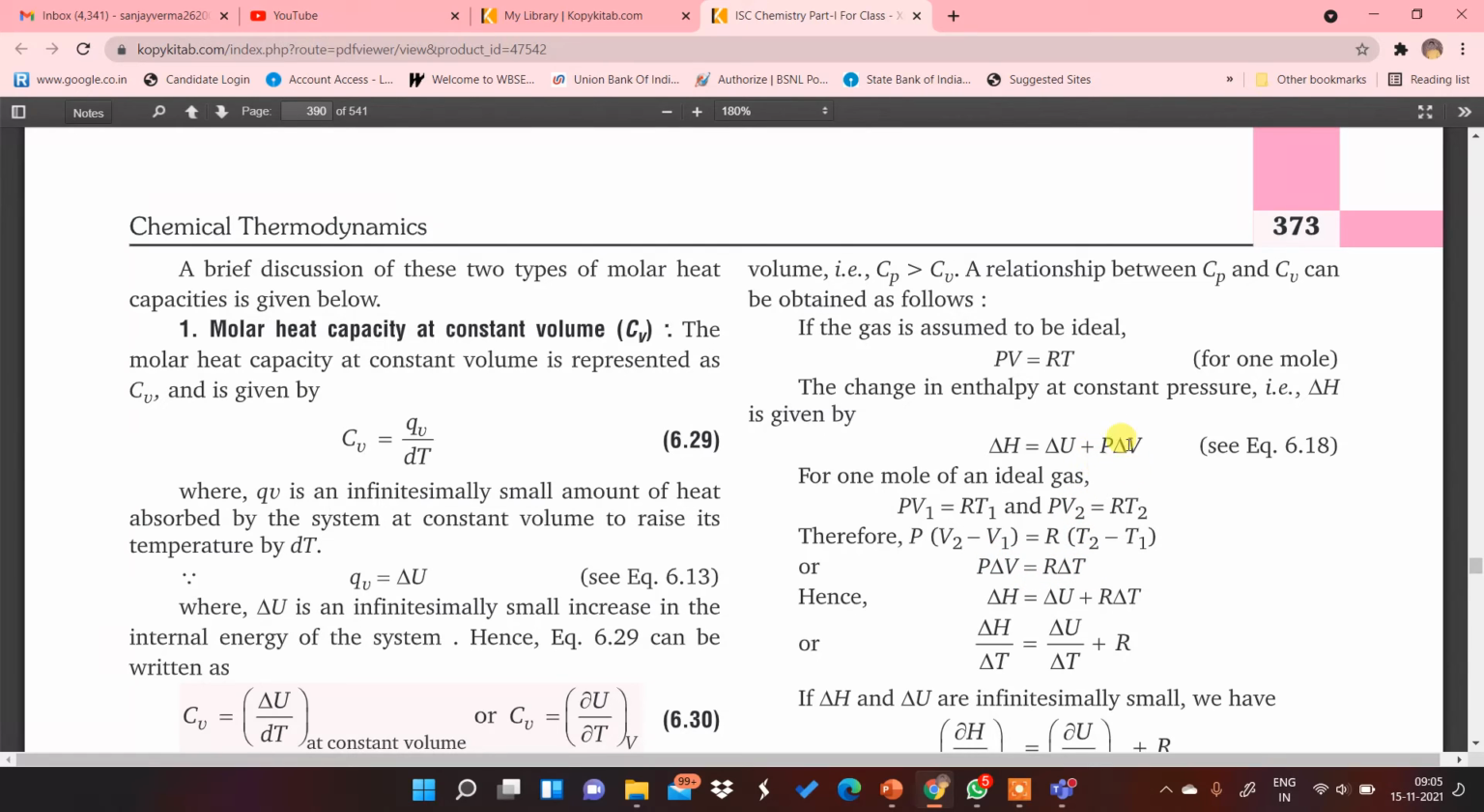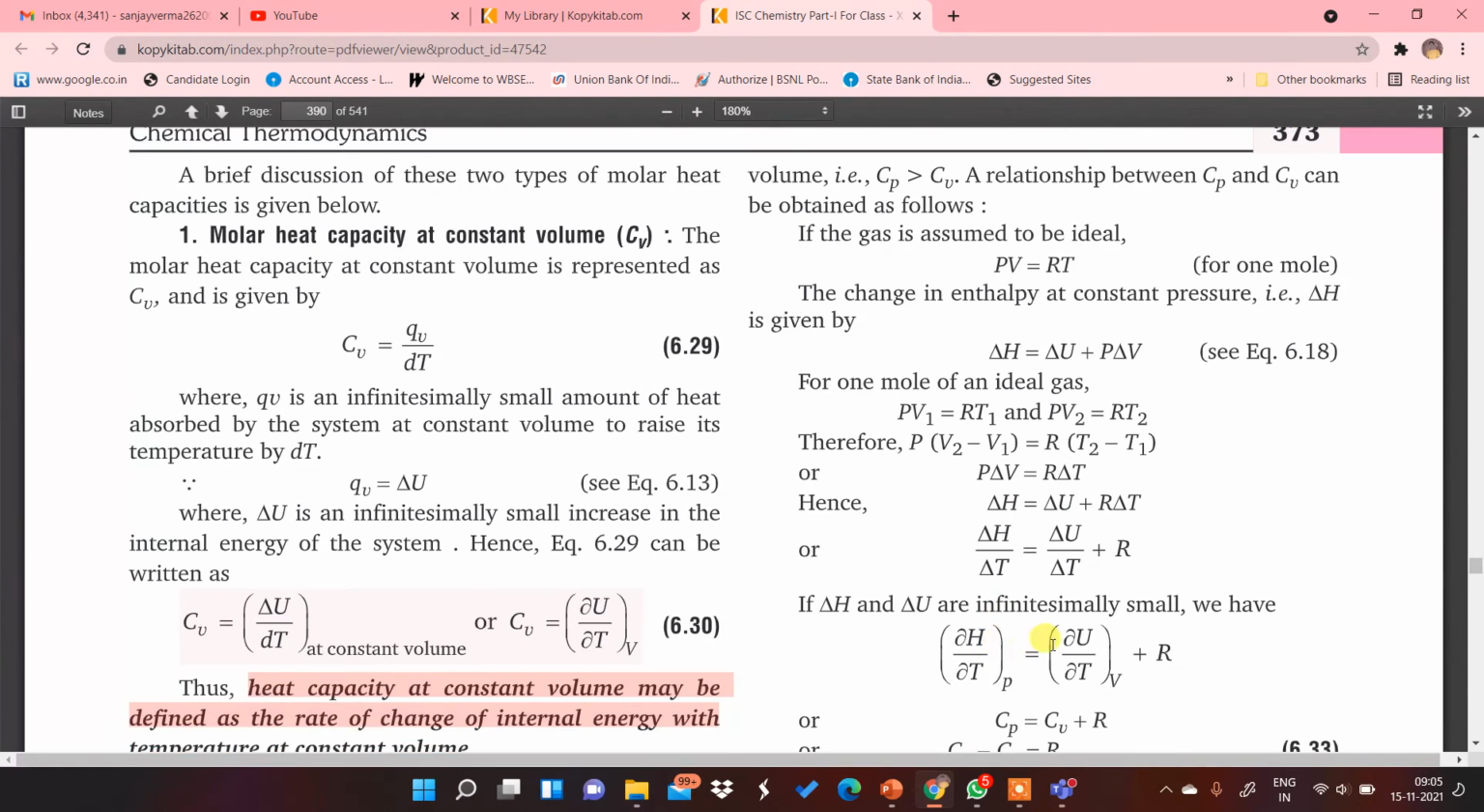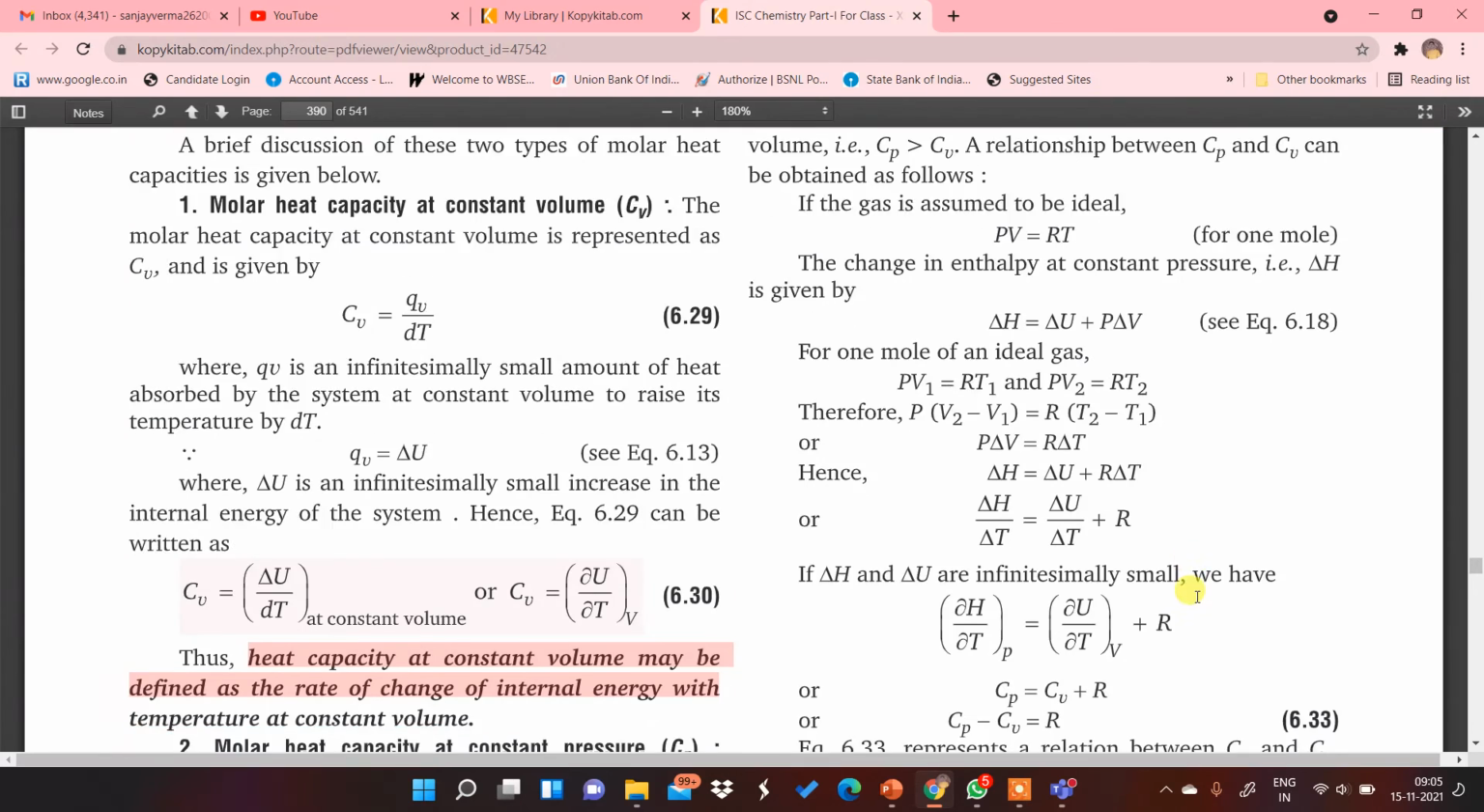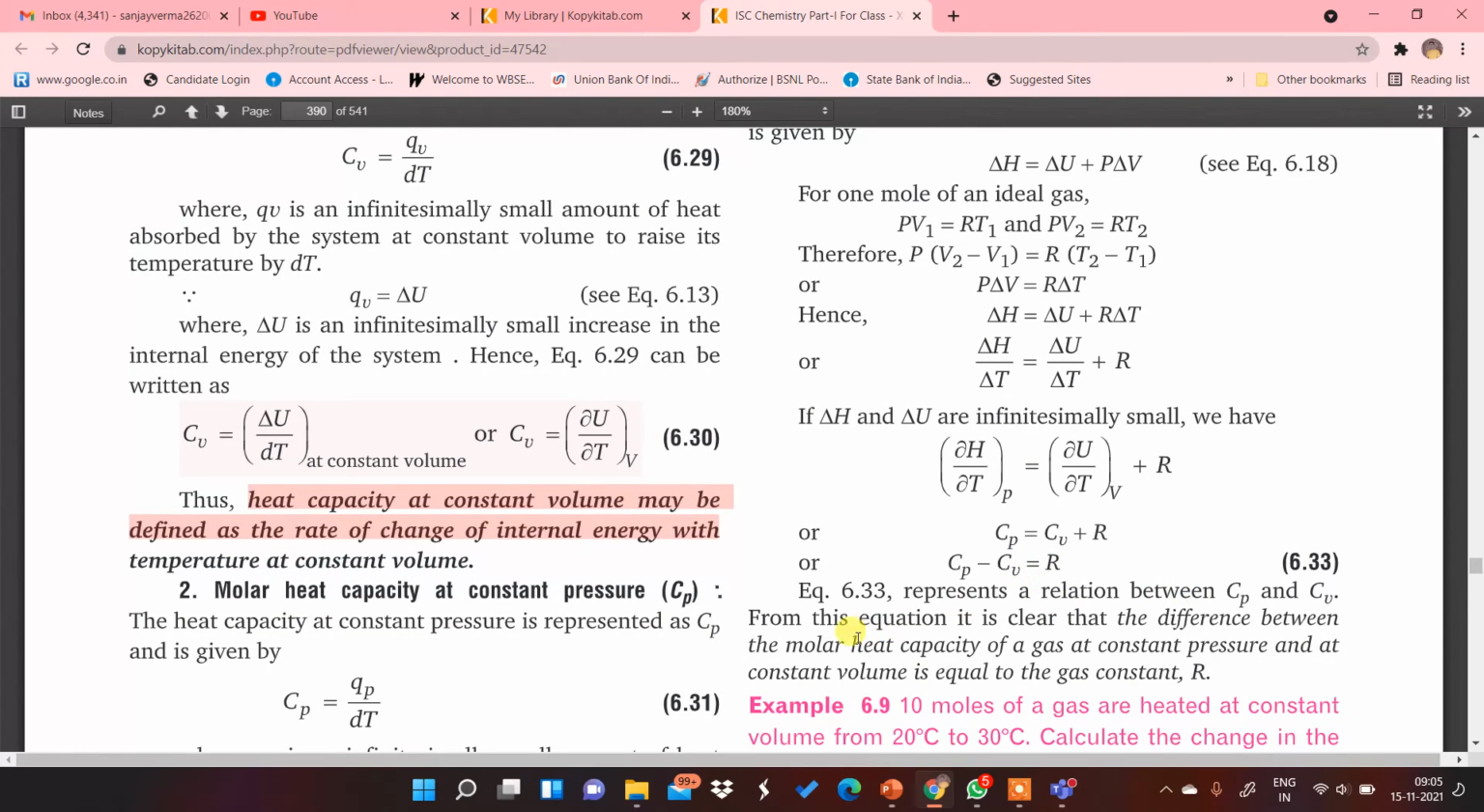And instead of P delta V, we are putting R delta T and then dividing by delta T on both sides. And then we get this form over here. We know delta H by delta T is at constant pressure and delta U by delta T is at constant volume. So this is Cp and this one is Cv. So Cp minus Cv becomes R. So this equation 6.33 represents a relation between Cp and Cv.